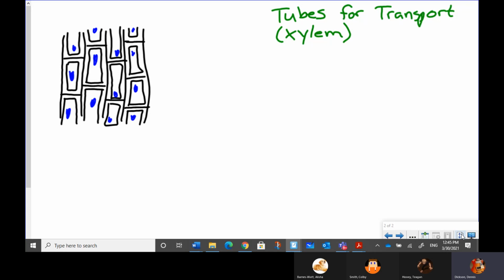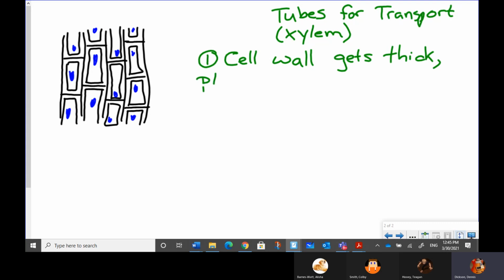The first thing that's going to happen is the cell wall is going to get thick. And because that happens, the cell inside dies. Okay.